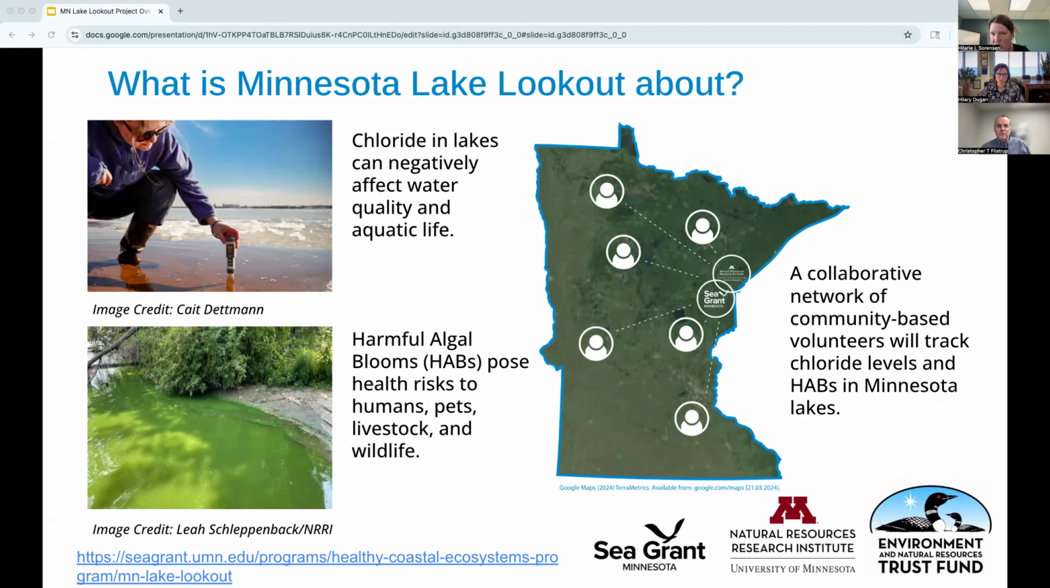So the goal of this project is to collaborate with lake-based communities and organizations to develop a volunteer network to track chloride and cyanobacteria blooms in Minnesota lakes, again, primarily focused in rural areas. So people who are already out on these water bodies and have increased capacity to observe and collect samples.